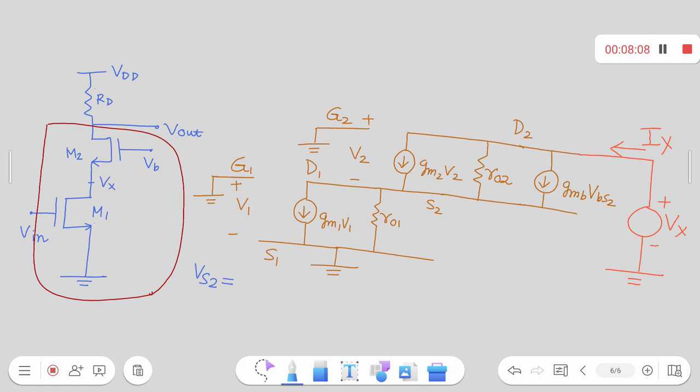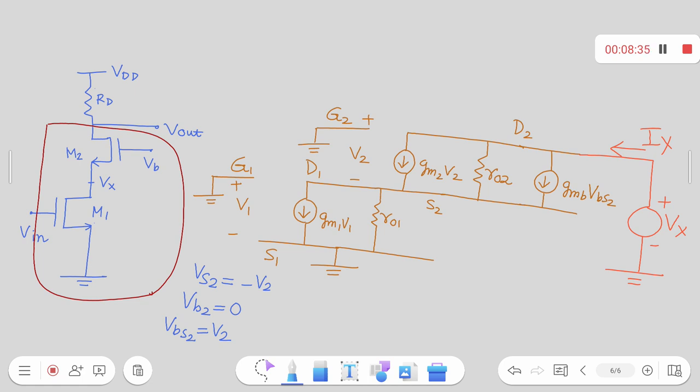Minus of V2? It's minus of V2. And what is VBS2? You know that VB2 is equal to ground, that is 0. Body is connected to ground, so VB2 is equal to 0. So what is VBS2 then? Simply minus V2, right?